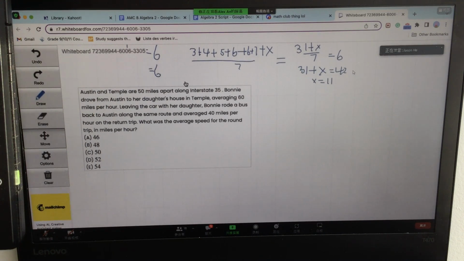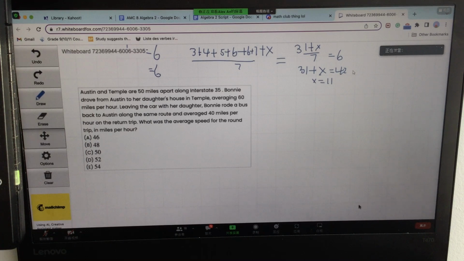Austin and Temple are 50 miles apart along Interstate 35. Bonnie drove from Austin to her daughter's house in Temple, averaging 60 miles per hour. Leaving the car with her daughter, Bonnie rode a bus back to Austin along the same route and averaged 40 miles per hour on the return trip. What was the average speed for the round trip in miles per hour?